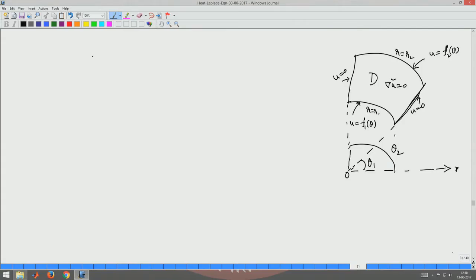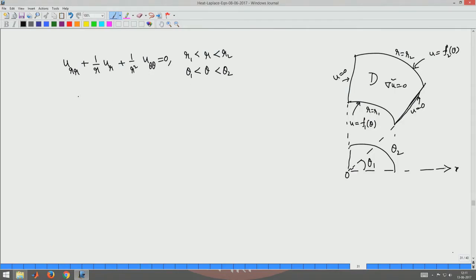This is a curved domain, so a circular domain. So, we can have the Laplace equation in polar coordinates: u_rr plus 1/r u_r plus 1/r² u_θθ equal to 0. The domain of the partial differential equation is r between R1 and R2, and θ between θ1 and θ2. So, this is the Laplace equation in this domain.